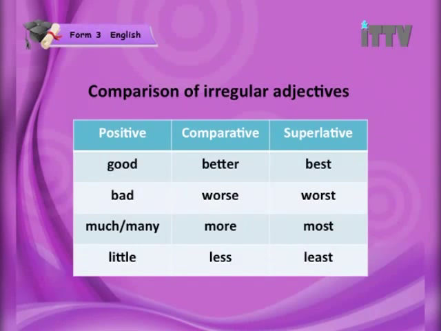Then you have positive, little, comparative, less, least. So remember, you have something that's very little, and if you have reduced further, it becomes less. When you reduce some more, it becomes least. So these are all the irregular adjectives. Remember, use them carefully, and you will never go wrong.